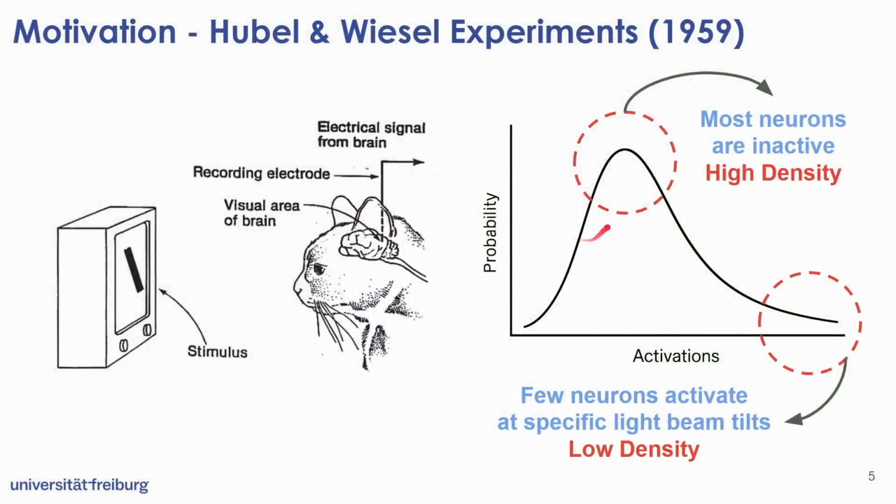What they found is that for specific light orientations, or beam tilts, the cat's brain resulted in only a small set of neurons firing, and most of the neurons were in an inactive state. Now, if you think of this mathematically, it would look like a right-skewed probability distribution of activations in the neurons. So this was my first motivation.